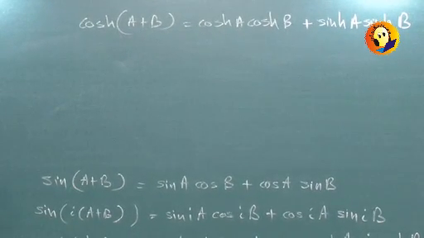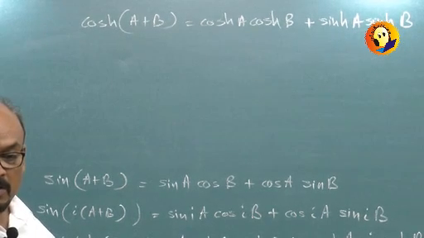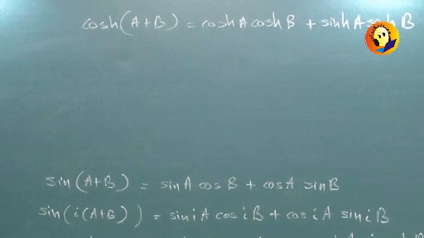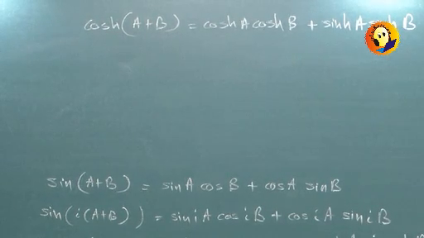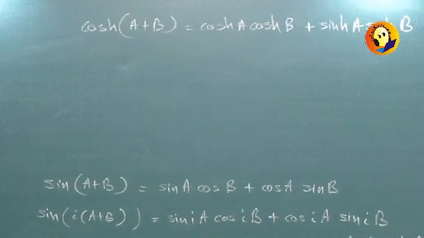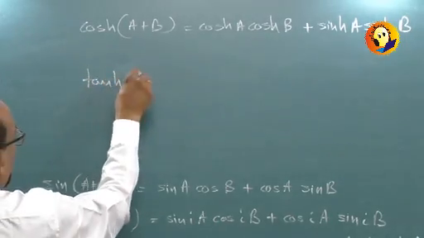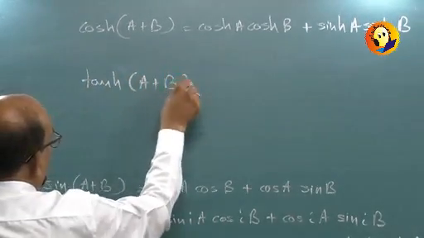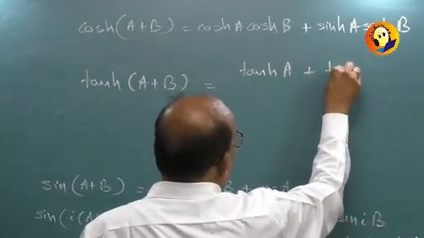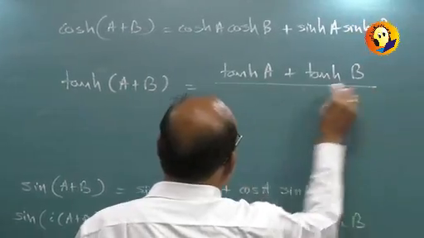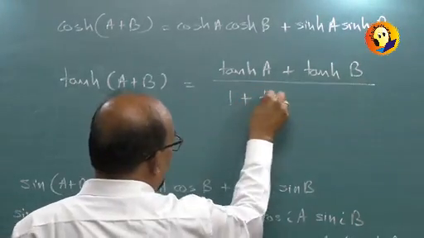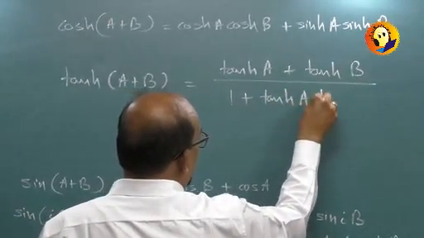If you remember these four, then the next problem will be obviously what is 2 sin a cos b, sin of a plus b plus sin of a minus b, like that. What will be tan of a plus b? It will be tan a plus tan b upon 1 minus i tan a i tan b. So it will be 1 plus tan a tan b.